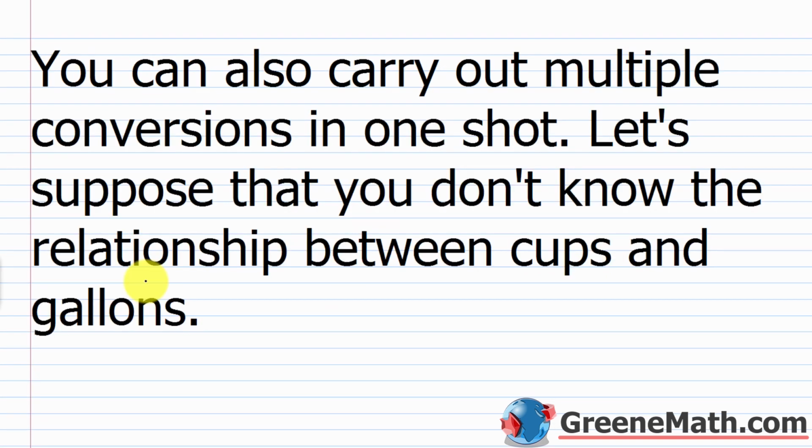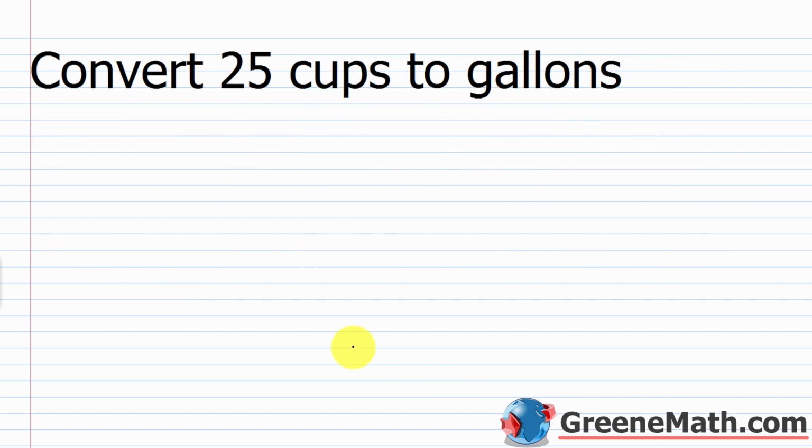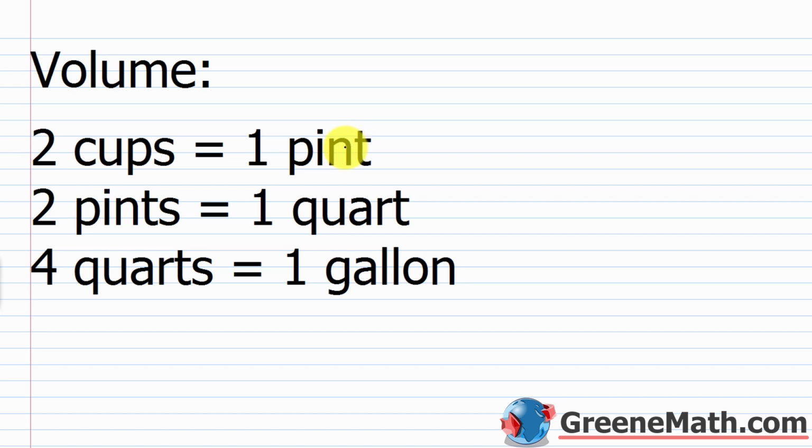So another thing you need to know is how to do multiple conversions in one shot. So I have here that you can also carry out multiple conversions in one shot. Let's suppose that you don't know the relationship between cups and gallons. So let's say that you're told to convert 25 cups to gallons. So what you know is that 2 cups equals 1 pint, 2 pints equals 1 quart, and 4 quarts equals 1 gallon. So using this information, we're going to go from cups to gallons.